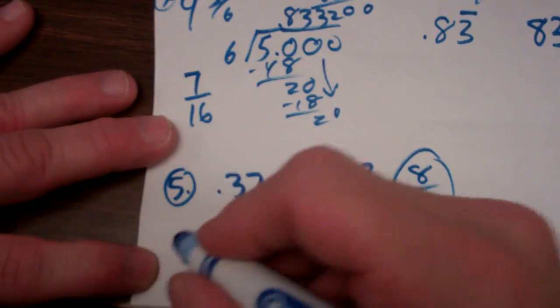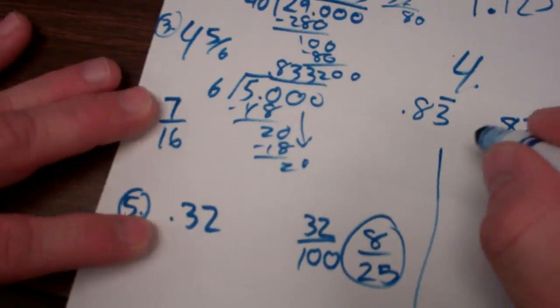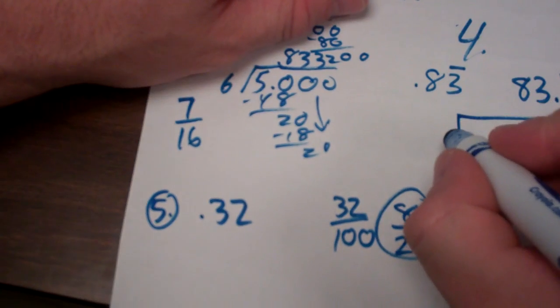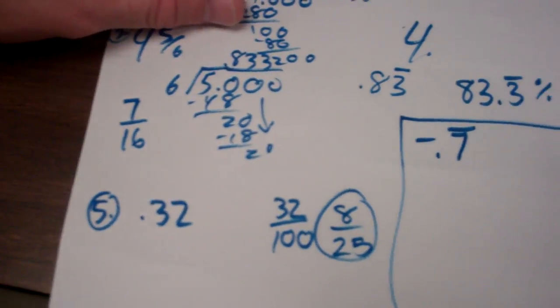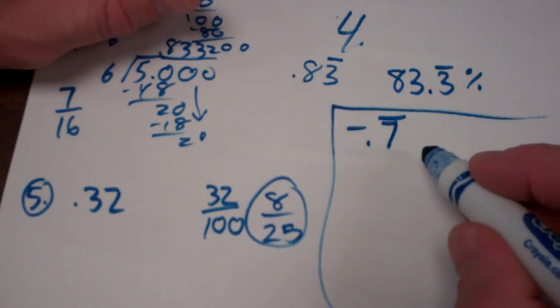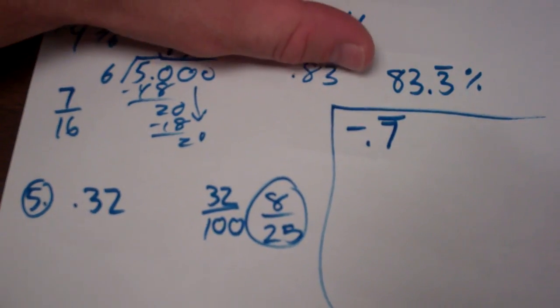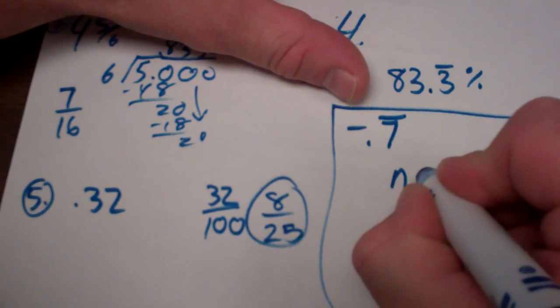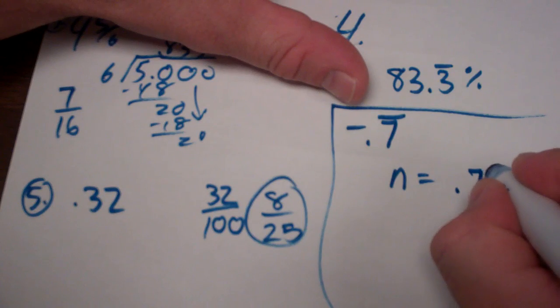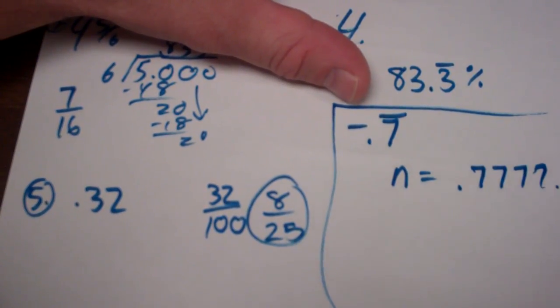Number 6 is one that I better move and give myself a little bit of extra area. It says negative 0.7 repeating. Alright, so I have a repeating decimal. I can't just read that because it doesn't really end. So here's how we would do that. We would set n to be equal to 0.7 repeating, and I'm just going to write out some 7s.